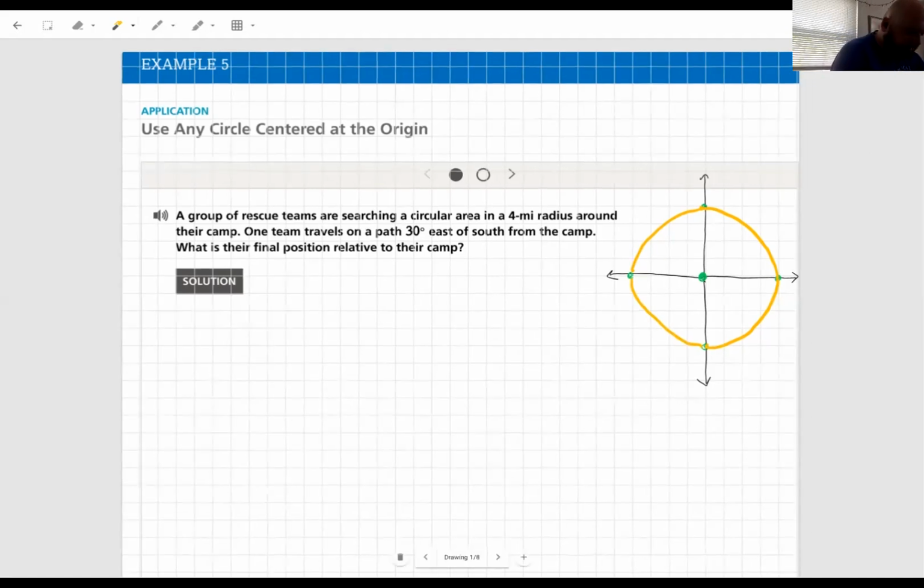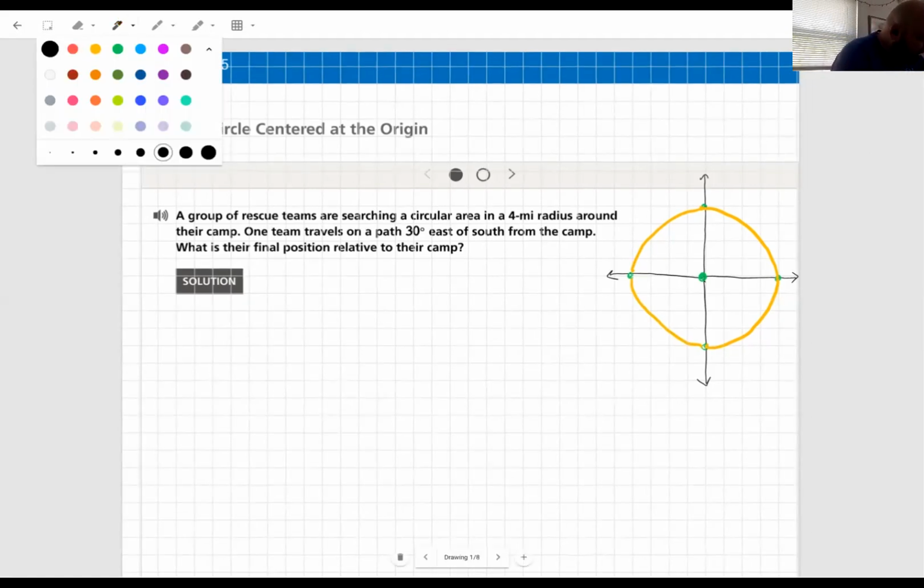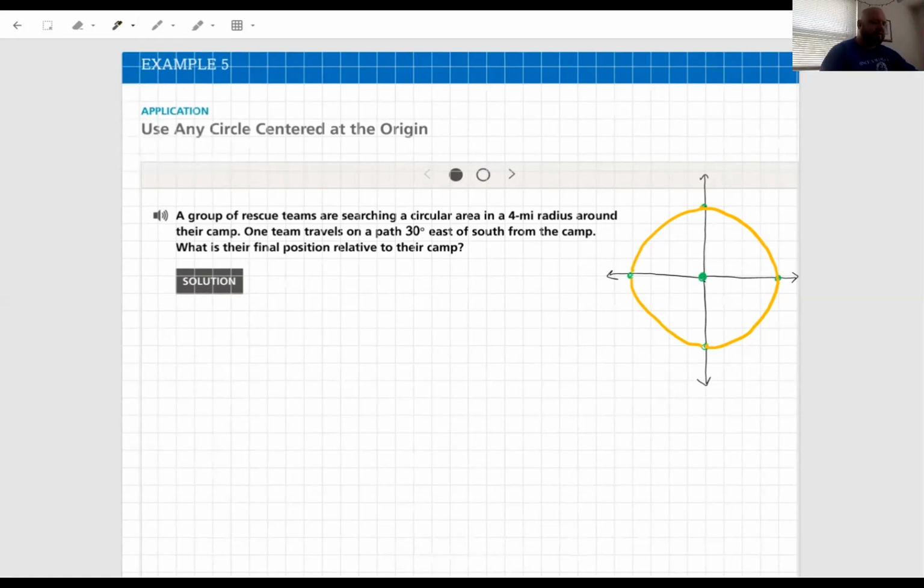It's not perfect, but it's as good as I'm going to get for now. Okay, so there's a group of rescue teams searching a circular area in a 4-mile radius around the camp. One team travels on a path 30 degrees east of south from the camp.